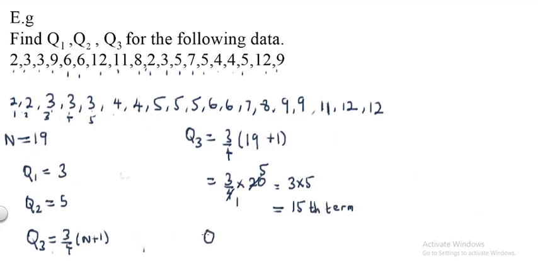So we'll go here and count to find our 15th term. This is our first term, our second term, third term, fourth term, fifth term, 6, 7, 8, 9, 10, 11, 12, 13, 14, 15. So that means our third quartile is 9. Let's look at another example.